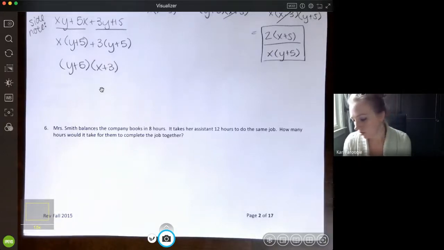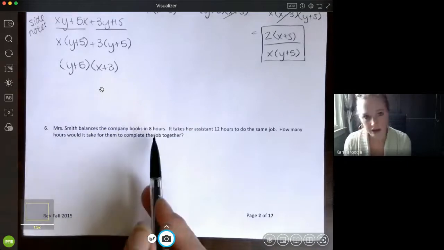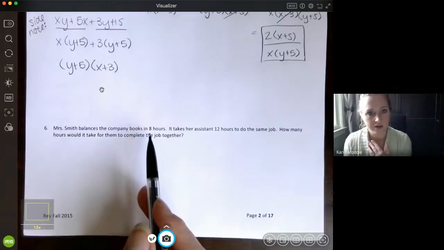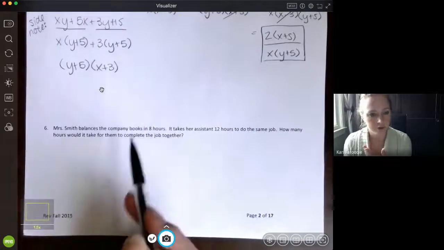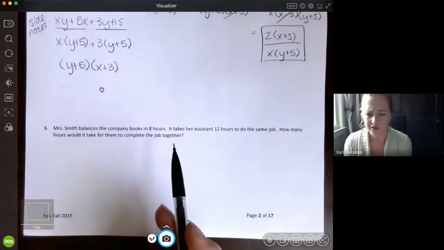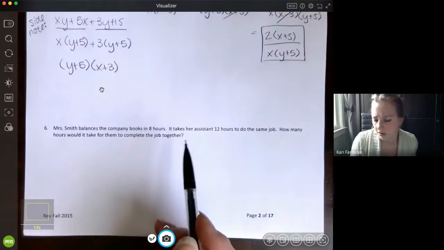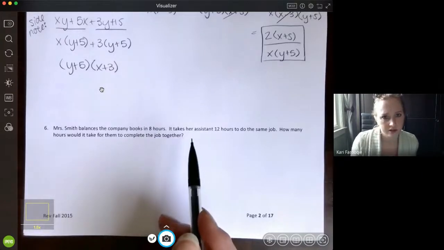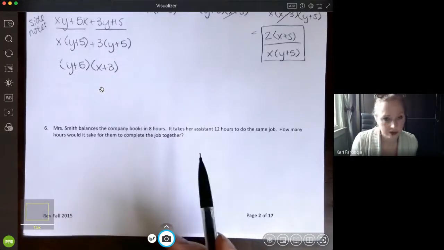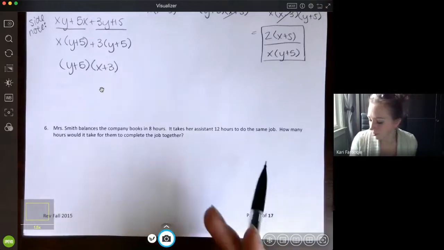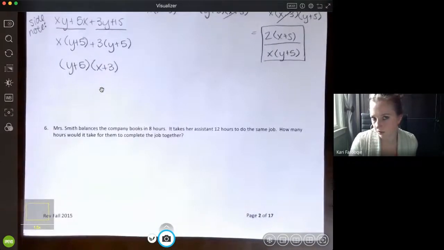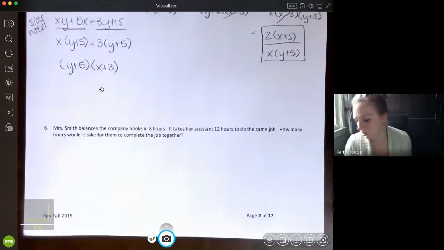For instance, if it takes Mrs. Smith 8 hours, then you wouldn't expect it to take any longer for them to do the project together. If your answer was 9 hours, you'd be like, wait a second, she can do it by herself in 8. It doesn't make any sense that they're doing it together and now she's taking longer. So that's something you should be thinking about as you go through these application problems.